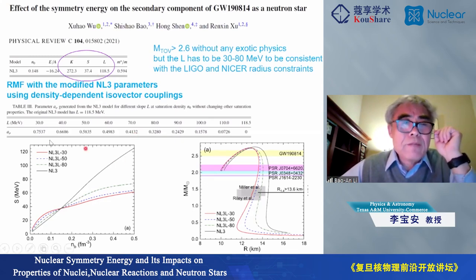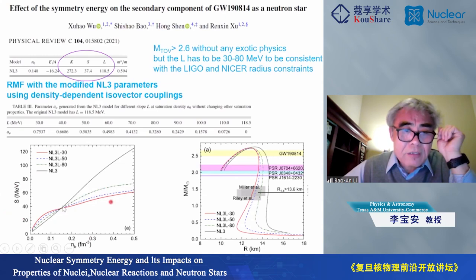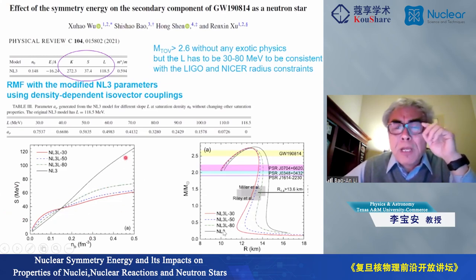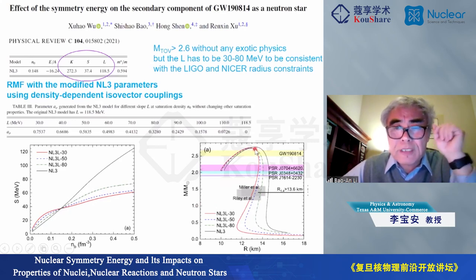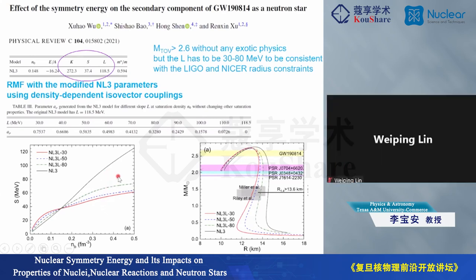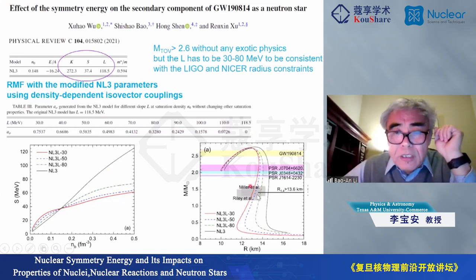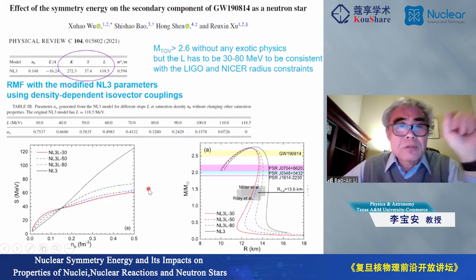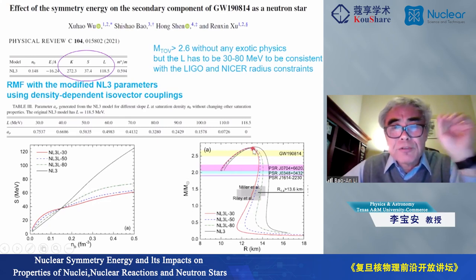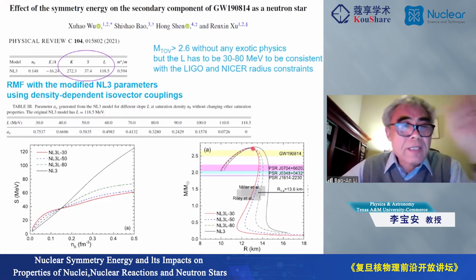So what they did is to introduce density-dependent isovector coupling. By adjusting the coupling parameters, they can reduce the slope of symmetry energy to 30, 60, either parameter you can adjust. Then the resulting symmetry energy at a functional density can be much softer compared to the original NL3 predictions. Okay, so they can easily get the maximum mass, the MTOV, to be above around 2.6 solar mass. They need to readjust the symmetry energy because they need to reproduce the radius of canonical neutron stars measured by the NICER collaboration. So this is a nice example showing you that there are models that can accommodate such massive neutron stars without introducing rotation or any exotic mechanism.